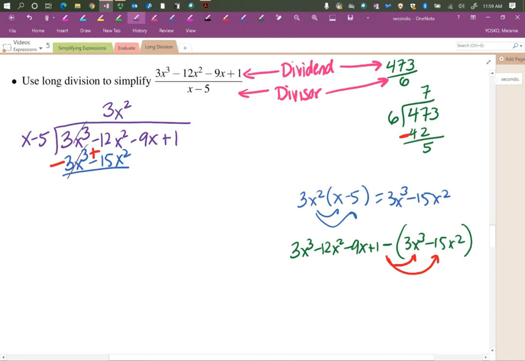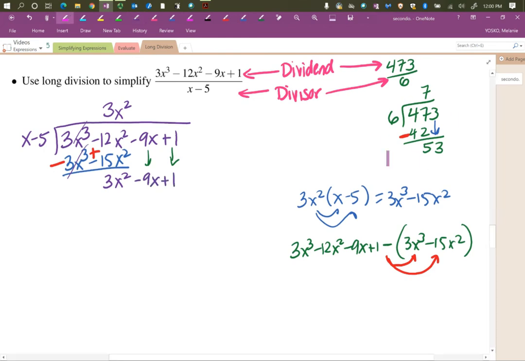So notice these will cancel. Then we get -12x squared plus 15x squared. Signs are different, so I'm going to subtract. So 15 minus 12 is 3. I still have the x squared. I'm going to use the sign of the bigger one, so positive. Okay, and then when you were working this problem over here, 47 minus 42, we got 5. The next step was to bring down the remaining term. So then you had a 53. So we're going to do the same thing. We're going to bring down these terms. So now we have 3x squared minus 9x plus 1.